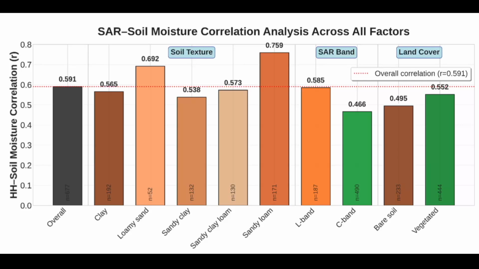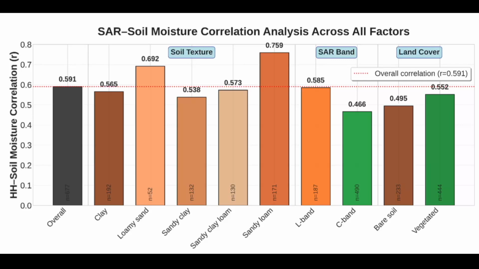It's also good to look at the SAR band. The L band is performing a bit better than the C band, but still even the best L band correlation is less than what we see for the sandy loam. So in the real world, bare soil doesn't always guarantee a good SAR signal. That's what this plot tells.